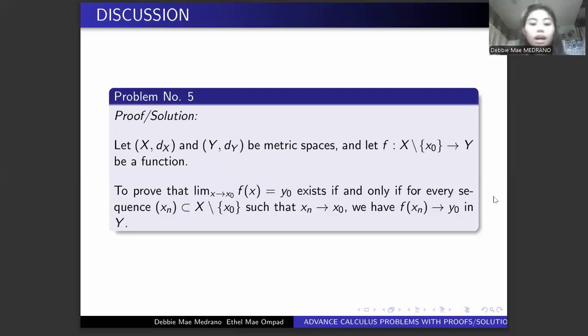So let X and Y be metric spaces, and let f be a function defined from X minus x sub 0 to Y. To prove that the limit of f(x) as x approaches x sub 0 is equal to y sub 0 exists if and only if for every sequence x sub n in X minus x sub 0 such that x sub n approaches x sub 0, we have f of x sub n approaches y sub 0 in Y.